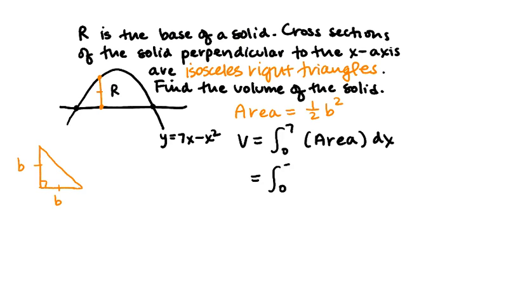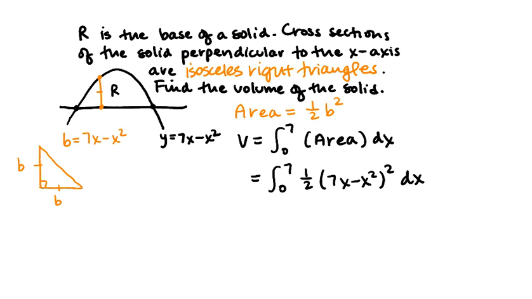Okay, this is going to be 1/2 times the square of the base. Okay, well, it looks like I forgot to write down the base. So I'm going to need to do that right now. Base is going to be just the height of the function again, top minus bottom, 7x minus x squared minus 0. And so I'm going to put that in for the area, right? 1/2 times the square of the base, 7x minus x squared dx. Okay, and that's going to be the volume.